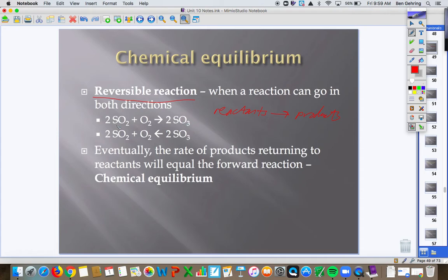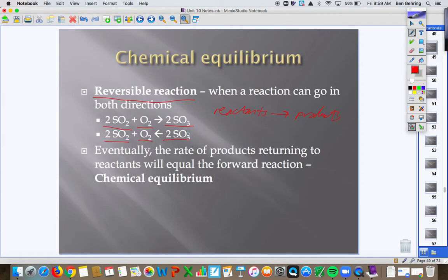So in this case, I have sulfur dioxide and oxygen gas forming sulfur trioxide. I can have 2 moles of sulfur dioxide react with 1 mole of oxygen to produce 2 moles of sulfur trioxide. Totally possible. I can also have my 2 moles of sulfur trioxide break down into 1 mole of oxygen and 2 moles of sulfur dioxide. And this is all happening at the same time.